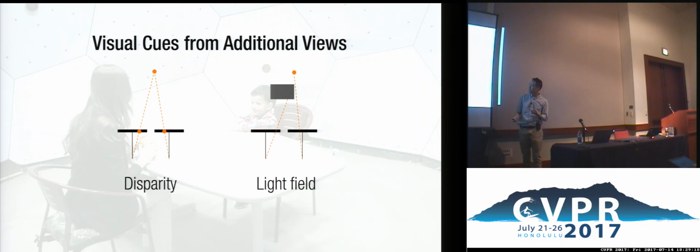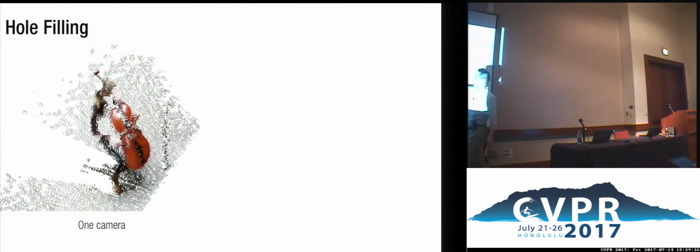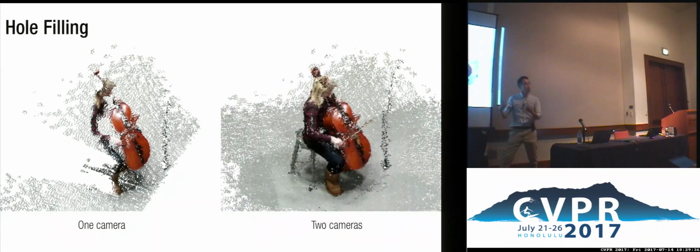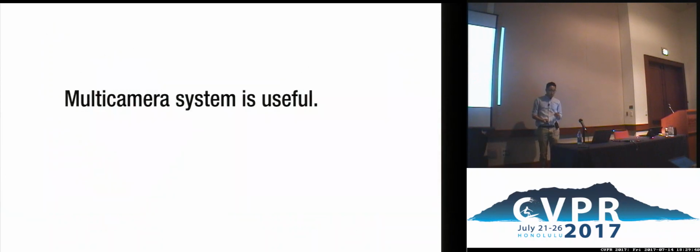The second cue is that by introducing a new camera, you can see the space behind the occluding objects. For instance, this is a single-view reconstruction from one depth camera. And as you can see, there are a lot of holes. And these holes can be filled by integrating multiple cameras. So having a multiple-camera system is beneficial. It's quite useful for correcting these errors from single-view cameras.